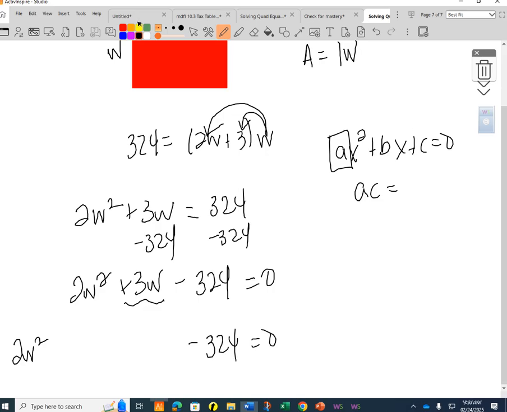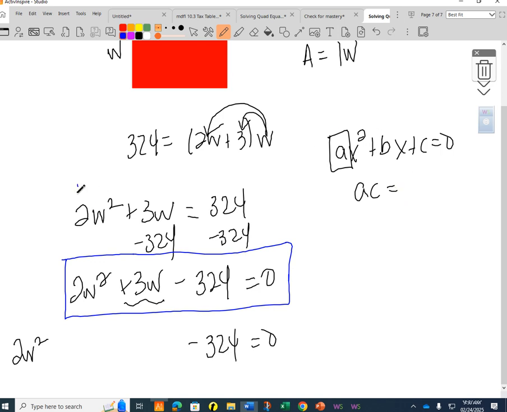So what is our a and what is our c? And we're looking at this equation now, because this is in standard form now, and that's the only way we can identify a, b, and c. So what is our a, our b, and our c here? Gladys, can you tell me what our a is?